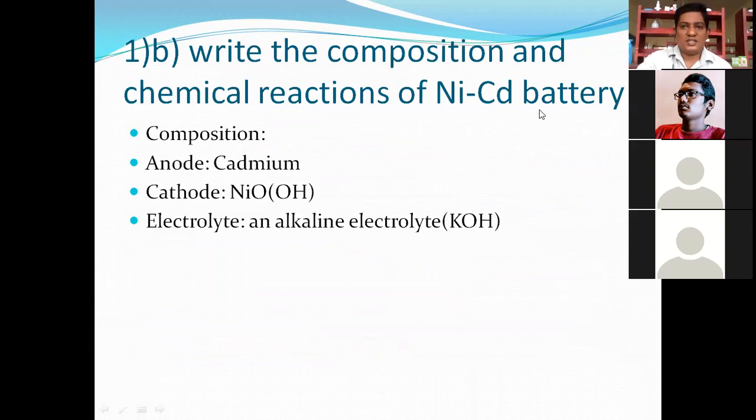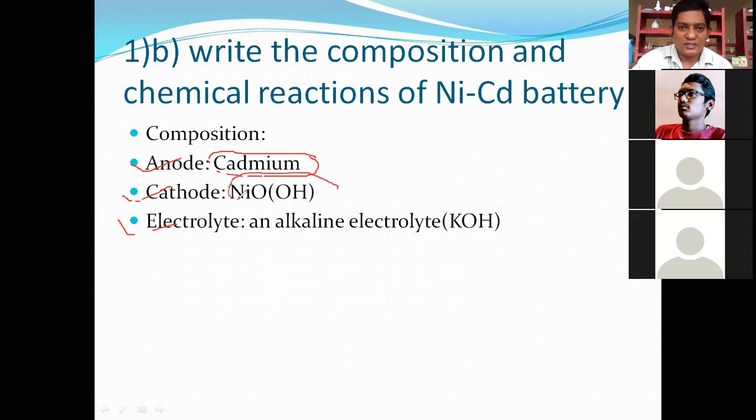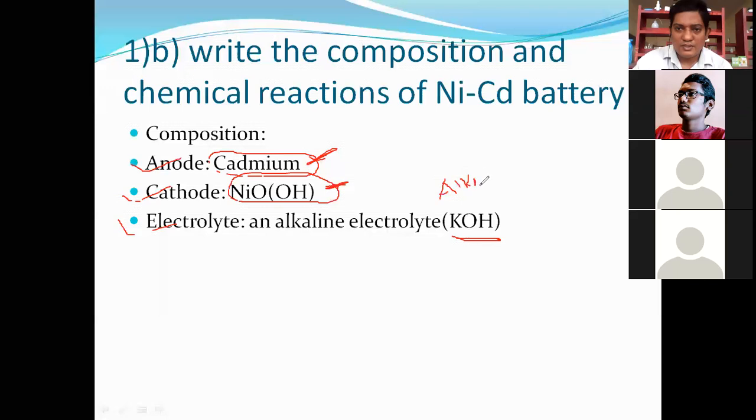Next one: the nickel cadmium battery. Now I would like to discuss the nickel cadmium battery, its anode, cathode, and electrolyte. The cadmium rod is the anode, nickel oxyhydroxide is the cathode, and the electrolyte is KOH. KOH is an alkali, a basic electrolyte.